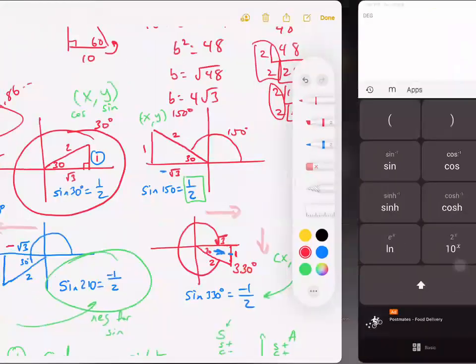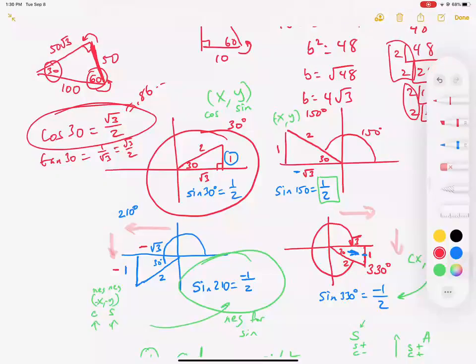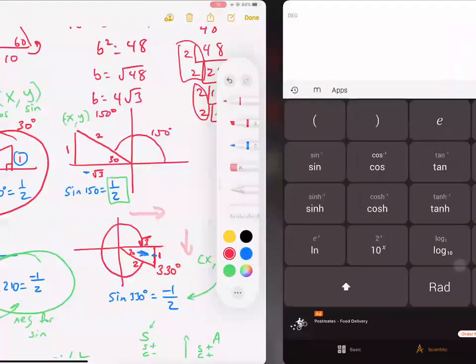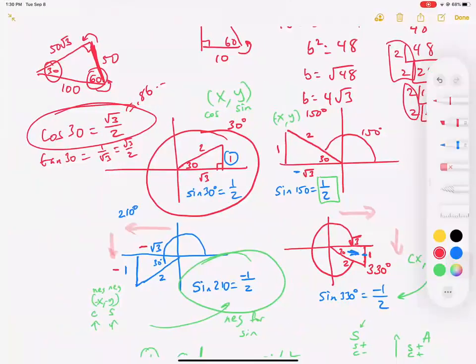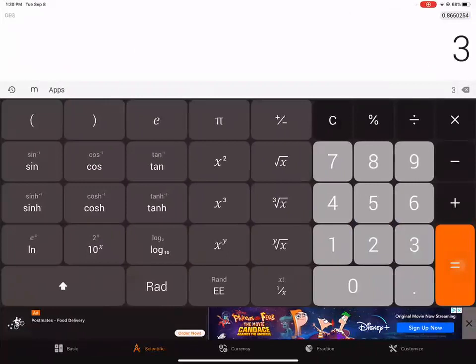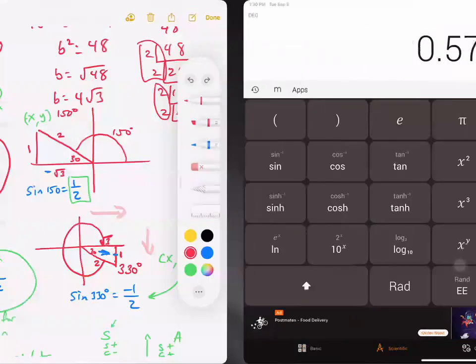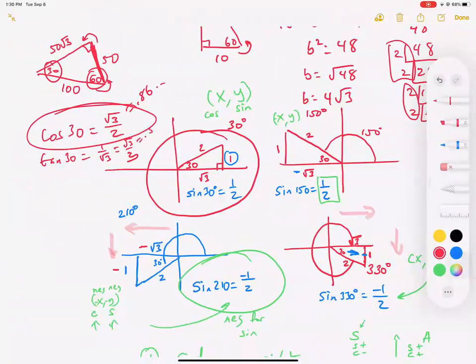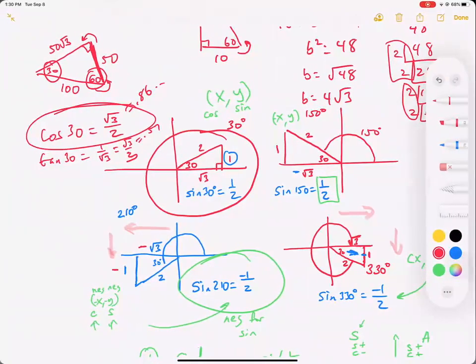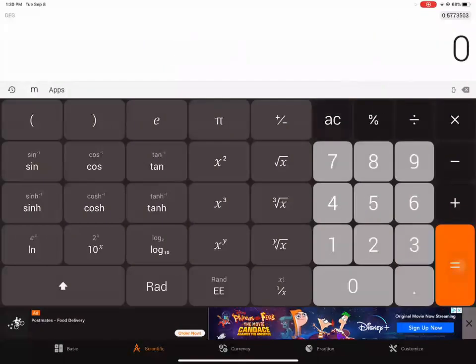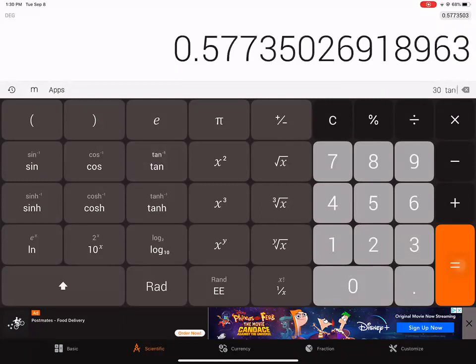My next one was tangent of 30 is square root of 3 over 2. Whoops, square root of 3 over 3. I'm sorry, can you guys change this? Make sure you write square root of 3 over 3. On the calculator, just to double check, square root of 3 divided by 3 is 0.57. I'm going to write 0.57 here. Now, what is the tangent of 30? 0.57, exact same answer.